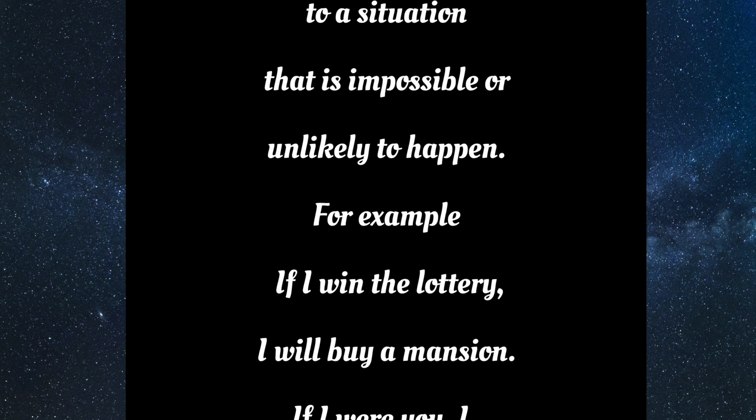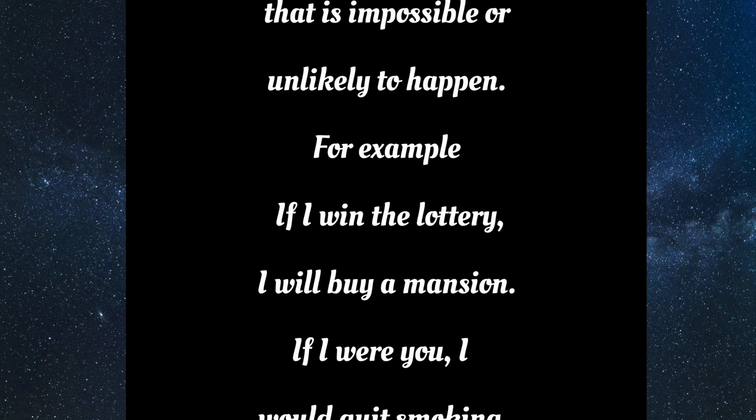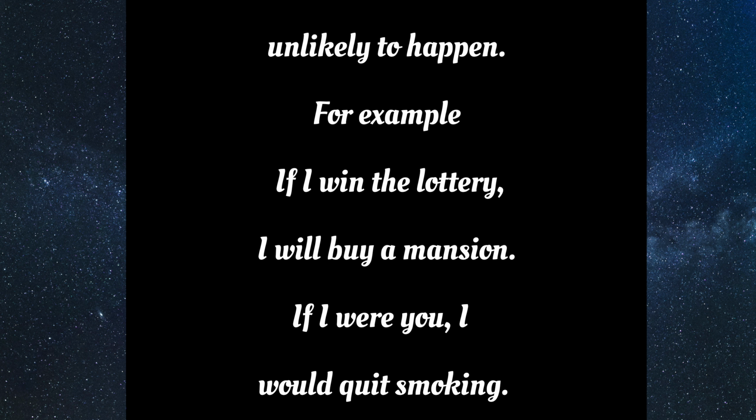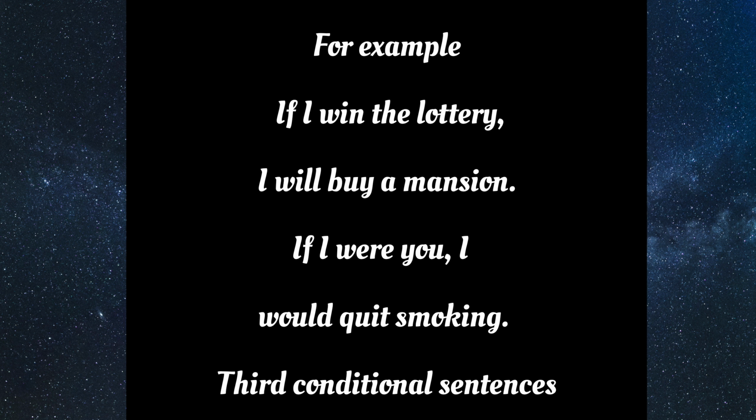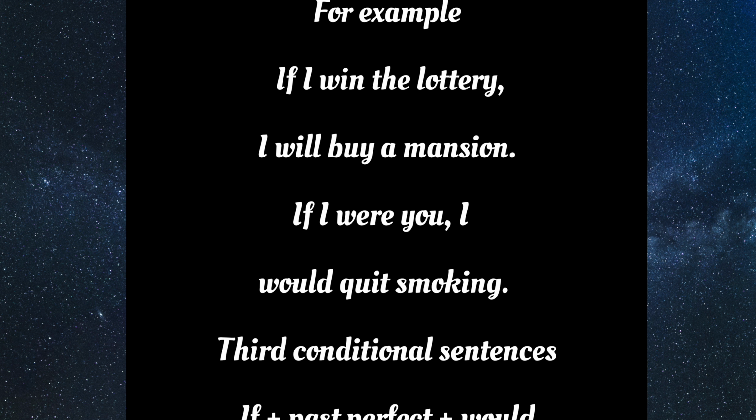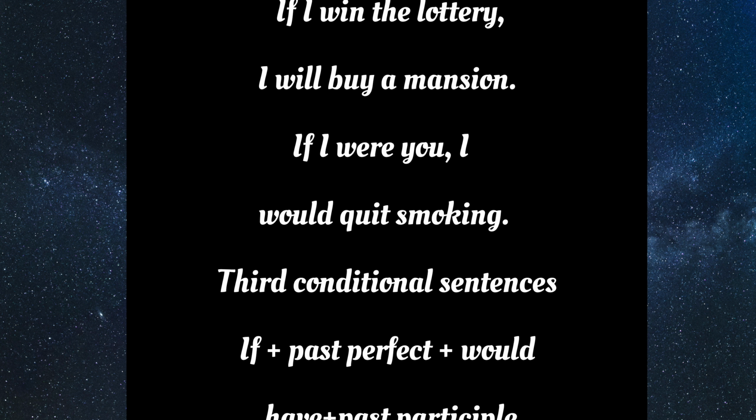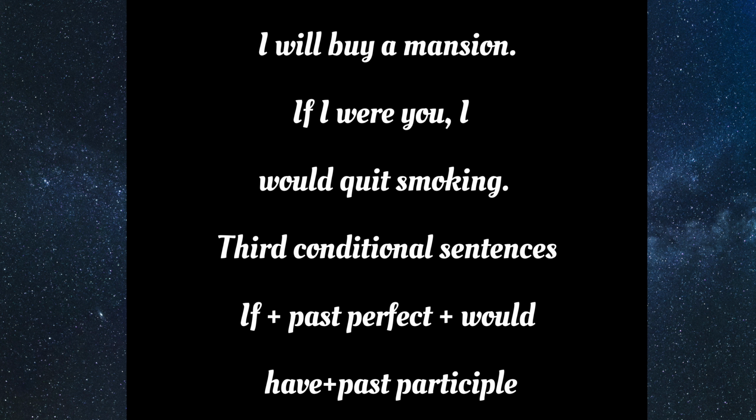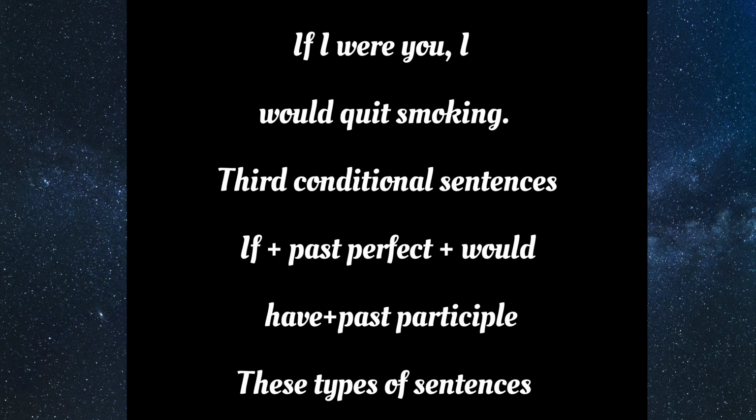For example, if I win the lottery, I will buy a mansion. If I were you, I would quit smoking. Now, you're just imagining something, you're supposing that if I win the lottery, I will buy a mansion. These are sentences in which you are just thinking about something that looks impossible.